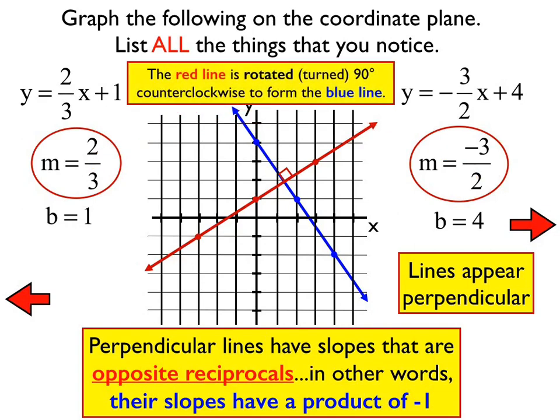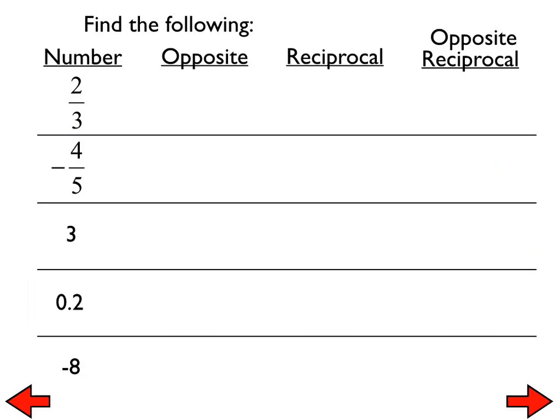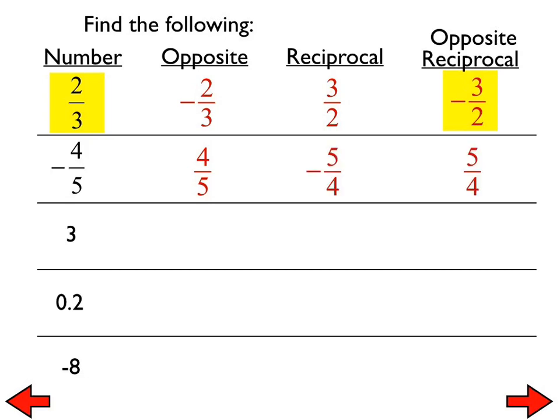All right, so backside. 2/3. Let's go through this very quickly. What is the opposite of 2/3? -2/3. What's the reciprocal to 2/3? 3/2. And if we put those two things together, the opposite reciprocal would be -3/2. Let me go through the rest of this really quickly. The opposite to -4/5 is 4/5, but the reciprocal to that is 5/4. Thinking of those two things at the same time, the opposite reciprocal to -4/5 is 5/4.